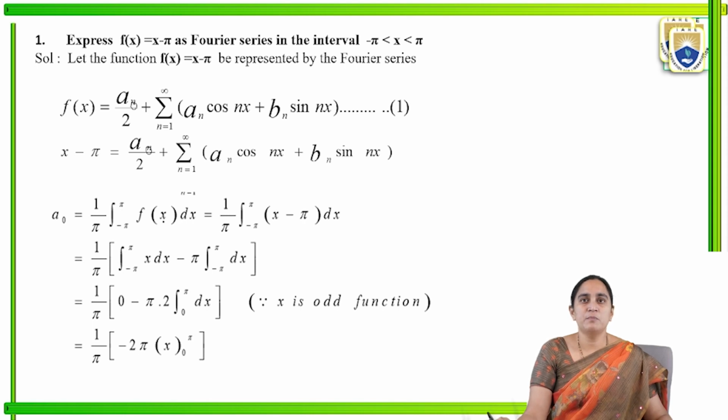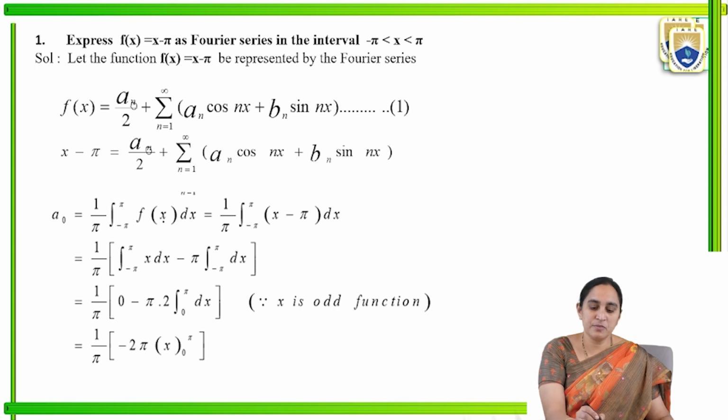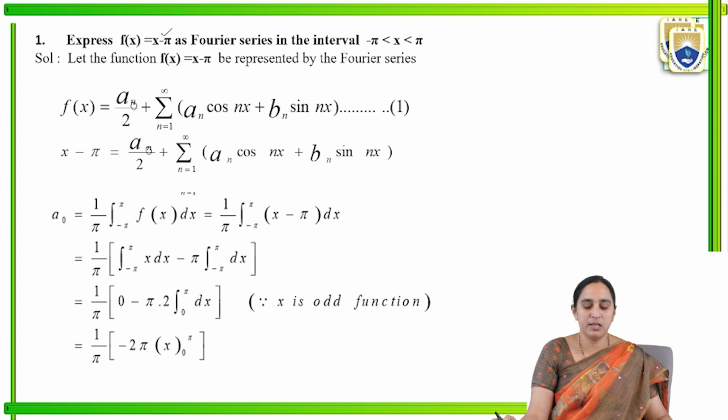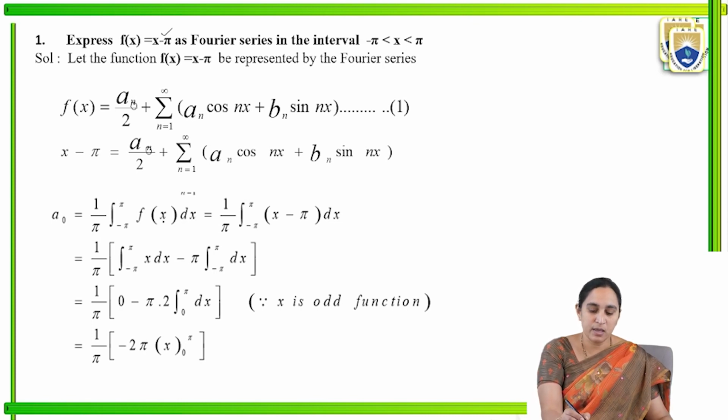That is 1 by pi into integral minus pi to pi, in place of f of x, I am substituting the given function x minus pi, into dx. Here the function is x, then the integration with respect to x: integral minus pi to pi x dx minus pi into integral minus pi to pi 1 dx. Here pi I'll take outside.